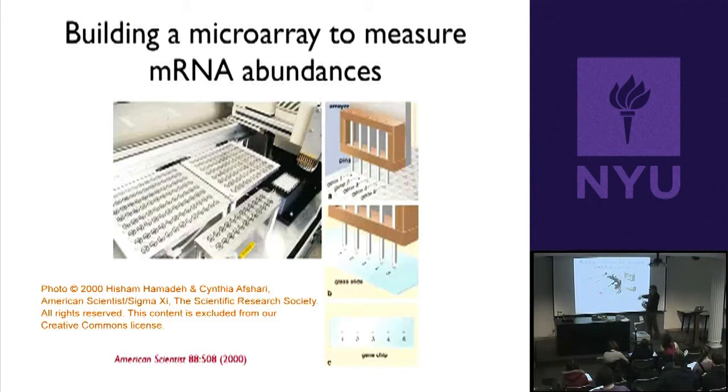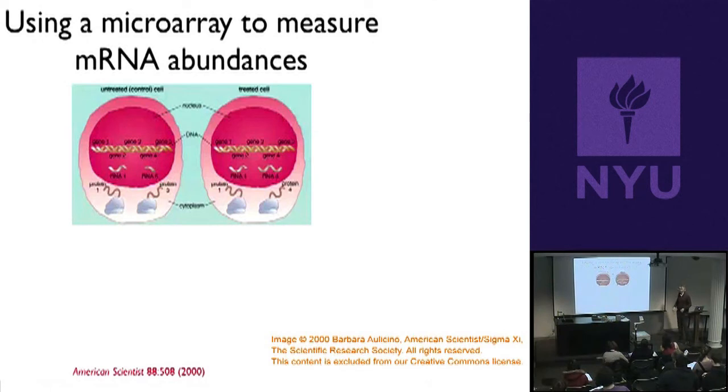Okay, so there are enzymes that exist that copy RNA into DNA, and those are useful because that allows us to make a replica of the RNA that's present in a sample, and while we're copying that, we can insert this color tag so we know that everything that's green came from this untreated cell.